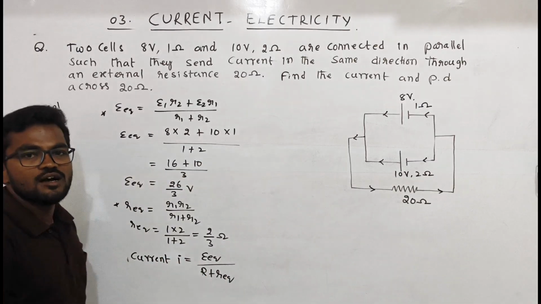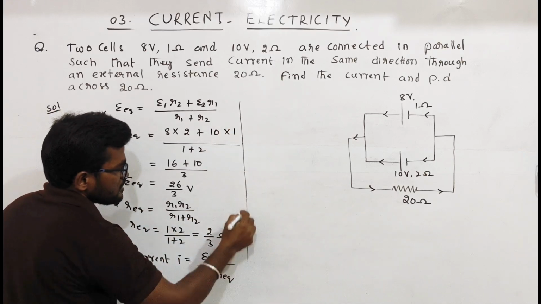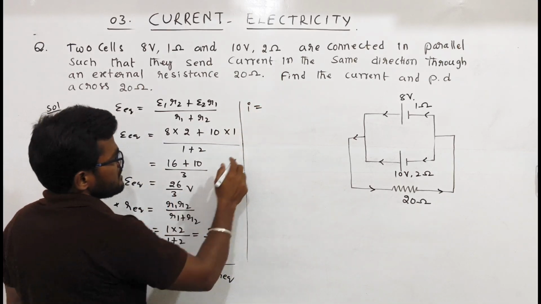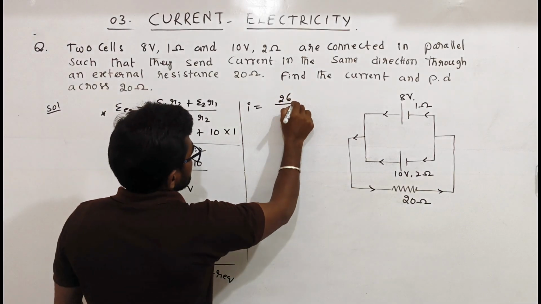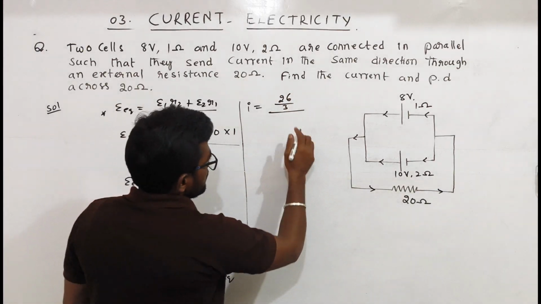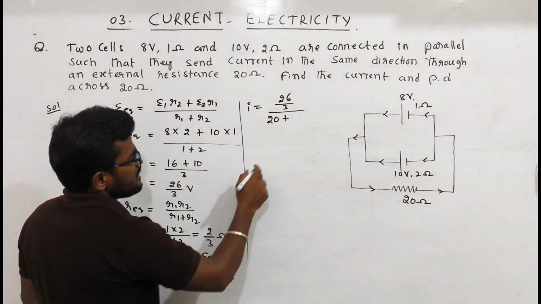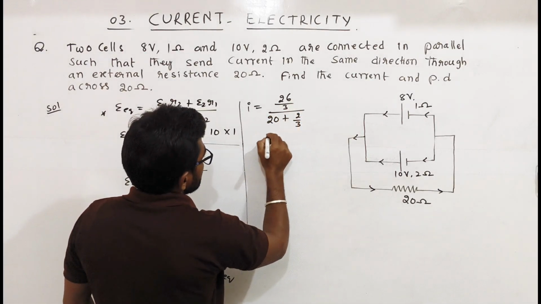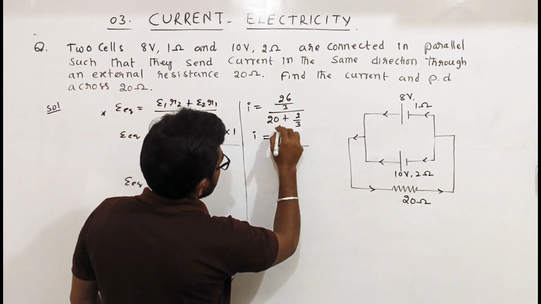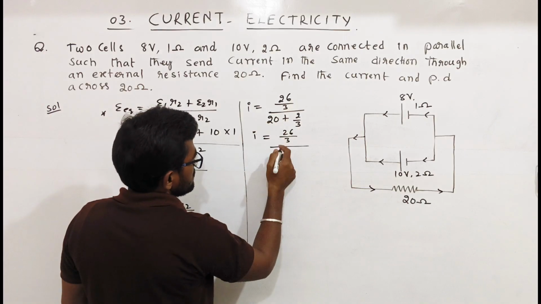Substitute the equivalent values of E and R in this equation. Then we will get I is equal to E equivalent, which is 26 by 3, divided by capital R. Capital R is equal to 20 plus R equivalent. R equivalent is equal to 2 by 3. So I is equal to 26 divided by 3, whole divided by 20 into 3 is 60, plus 2 is 62.